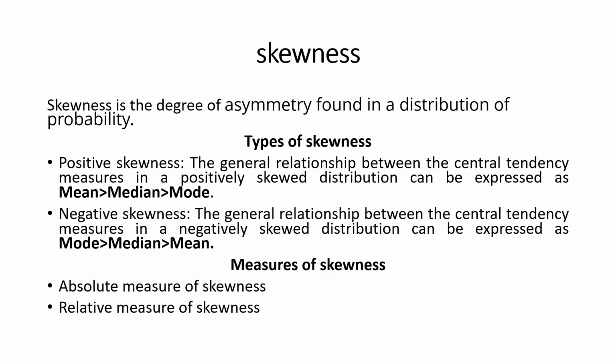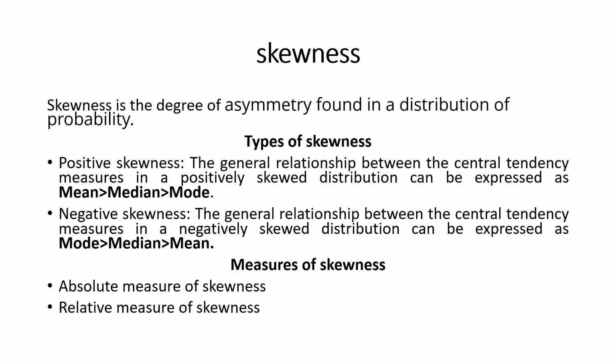Skewness. The literal meaning is lack of symmetry. We study skewness to have an idea about the shape of the curve, which we can draw with the help of the given frequency table. Skewness is the degree of asymmetry found in a distribution of probability. That is, skewness is a measure of how much a random variable's probability distribution varies from the normal distribution. When both sides of the distribution are not distributed equally, it is known as skewed data.